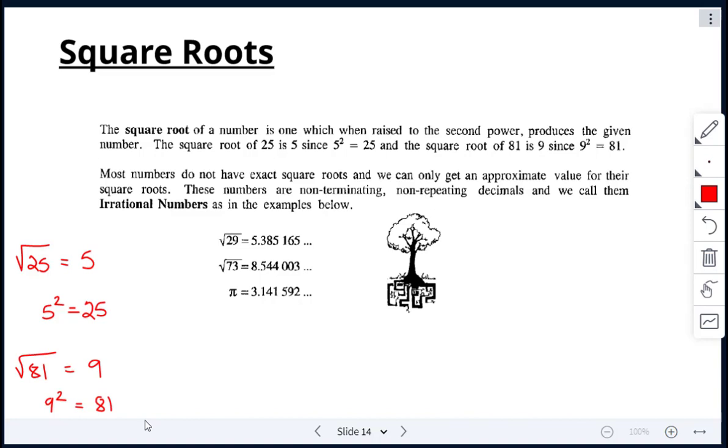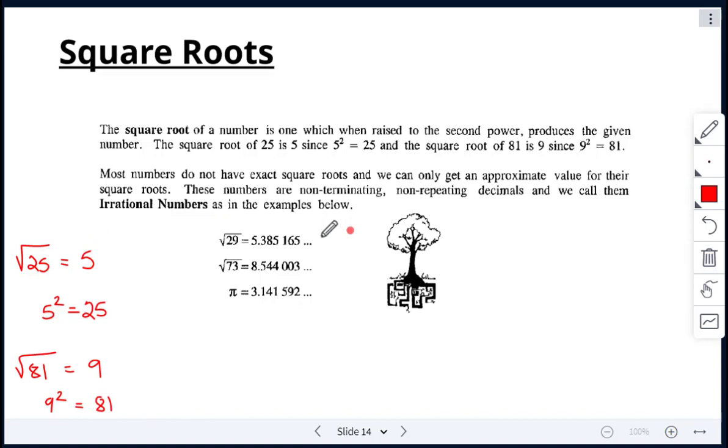Okay, but most numbers don't have exact square roots. We can only get the approximate value for their square roots, and those numbers are called irrational numbers. Reason being is because they are non-terminating, meaning they don't ever end. They're non-repeating, they don't ever repeat their digits. So non-terminating, non-repeating decimals are called irrational numbers.